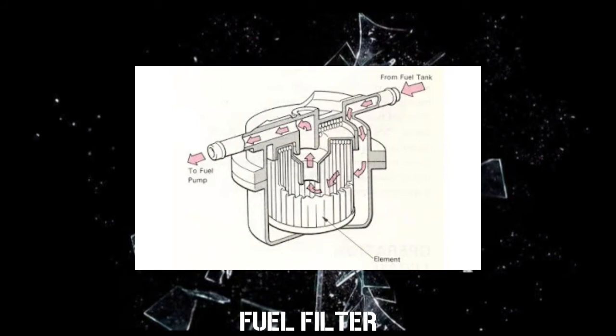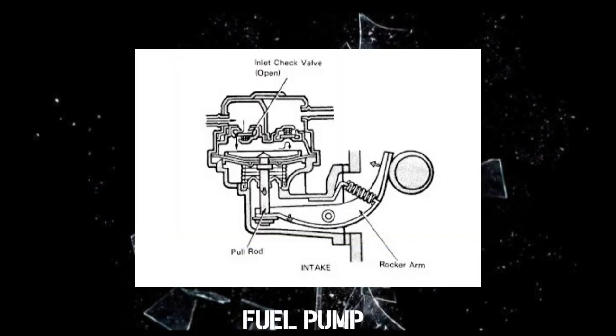16. Fuel filter. The function of the fuel filter is to filter out dirt or water that may be present in gasoline or fuel. 17. Fuel pump. The function of the fuel pump is to flow or pump gasoline from the tank to the carburetor.